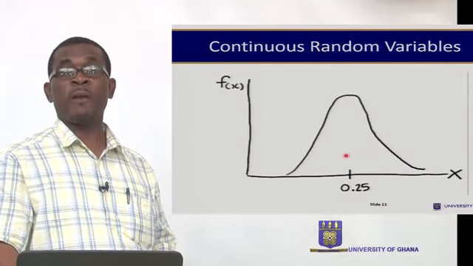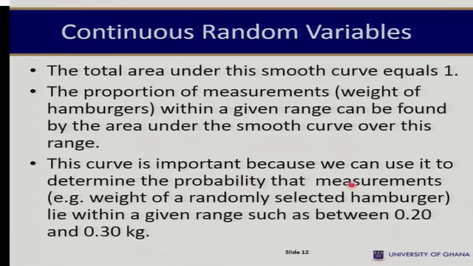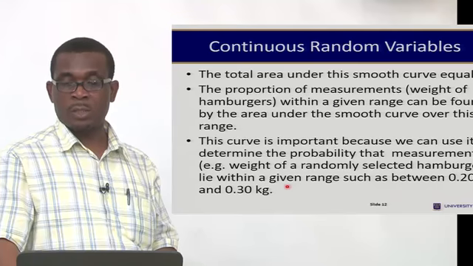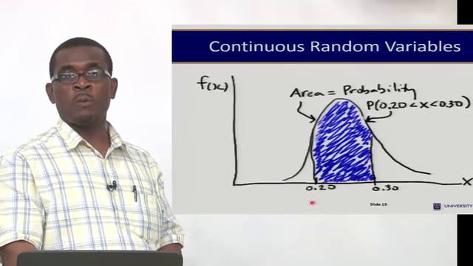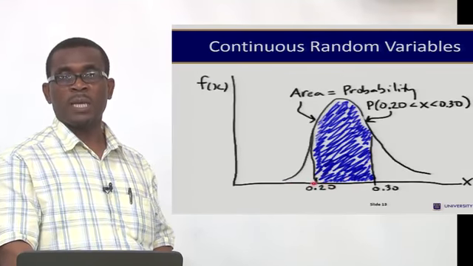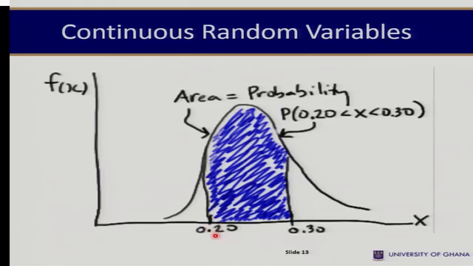Now, this curve is very important. It is important because we can use it to determine the probability that some measurement, let's say the weight of a randomly selected hamburger, lies within a given range. So, for example, since we now have this smooth curve, we can show that the weight is between 0.20 and 0.30.